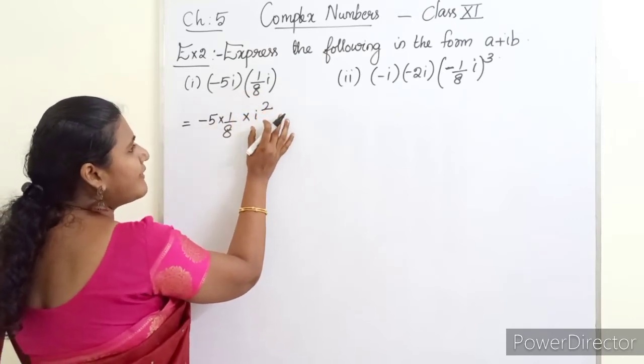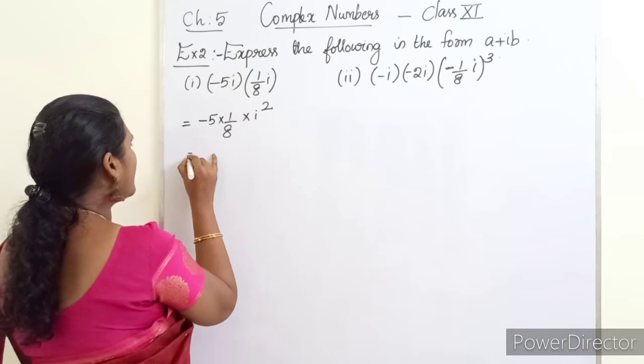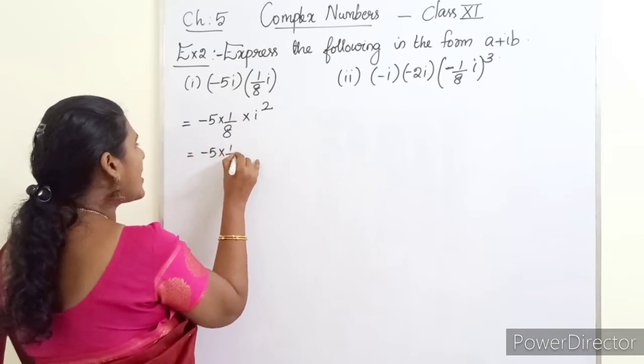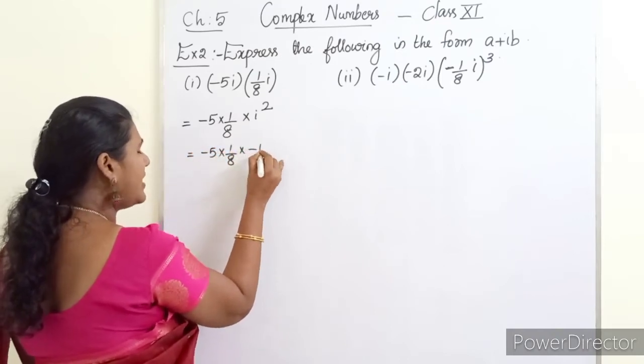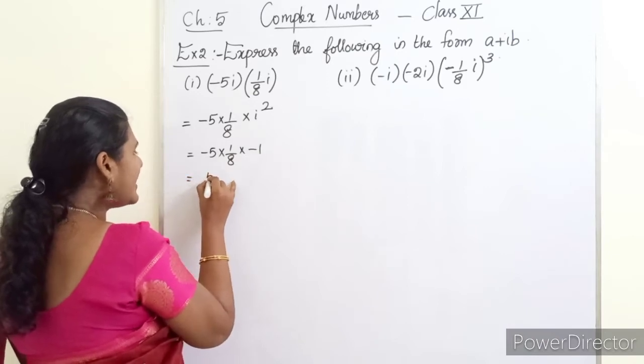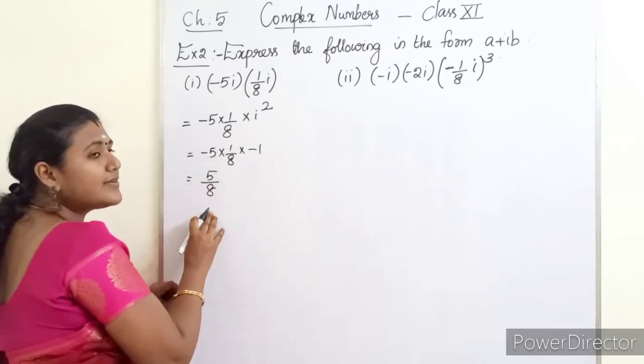And you know that the value of i square is minus 1. So minus 5 into 1 by 8 into minus 1. When you simplify, you will get 5 by 8. So this is our answer.